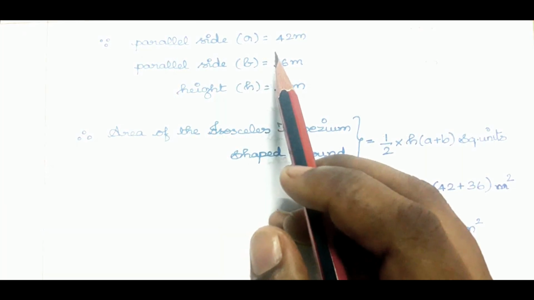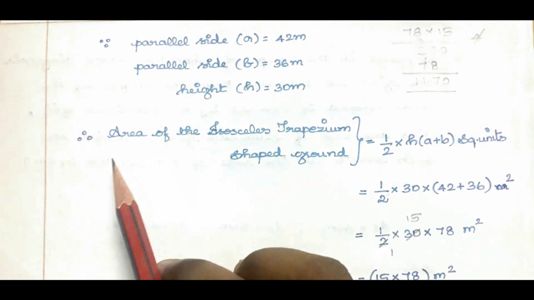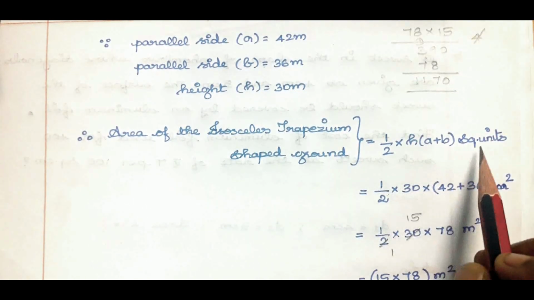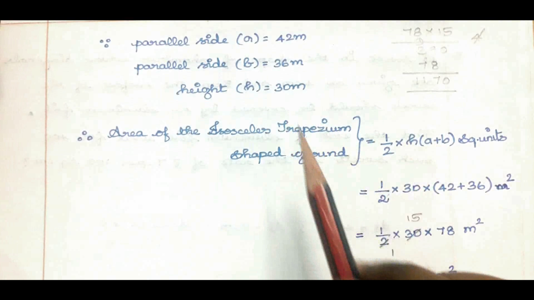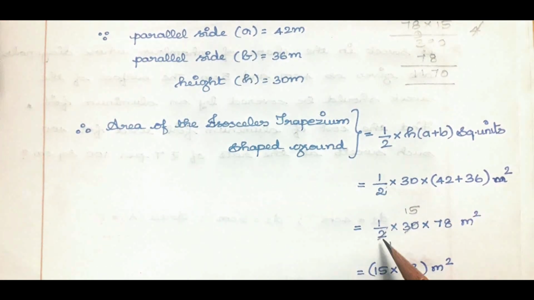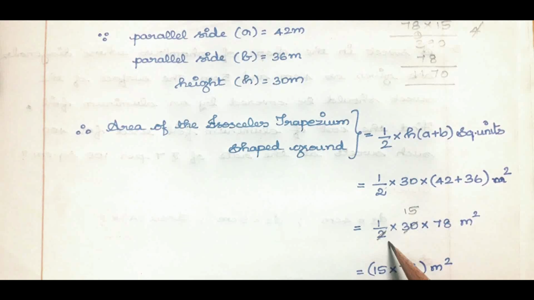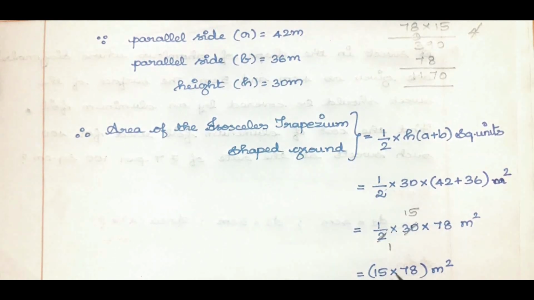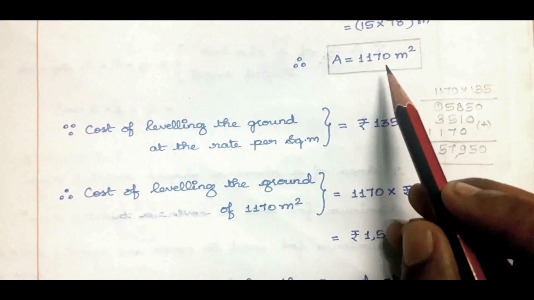Since parallel side A is equal to 42 meter, parallel side B is equal to 36 meter, height H is equal to 30 meter, from this we can find the area of the isosceles trapezium shaped ground, which is equal to half into H into A plus B square units. Clear? So half as it is, H is 30, A is 42 and B is 36. So half into 30 into 42 plus 36, which gives you 78. When you simplify it, 1 2 is 2, 15 2s are 30. Now we get 15 into 78 meter square. When you multiply 78 into 15, you will be getting 1170. Therefore, the area is equal to 1170 meter square.